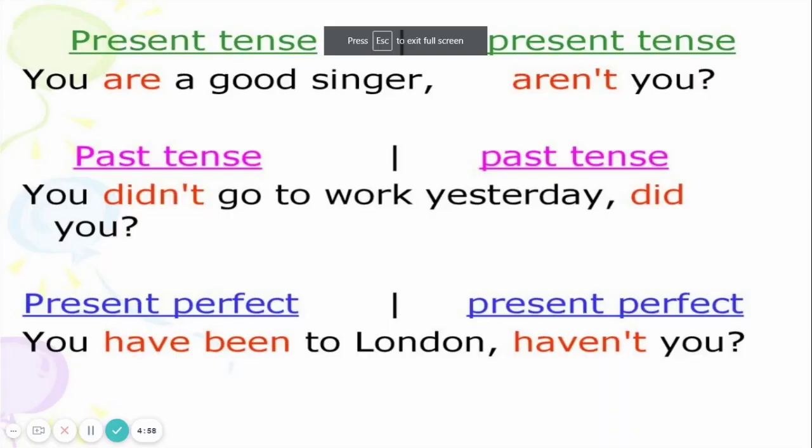Okay. Third example, present perfect as well as present perfect. You have been to London, haven't you? Your have been has changed into haven't. Okay. So at the end, remember at the end for the question tag, you must put the question mark definitely.